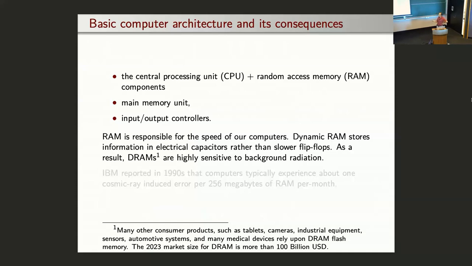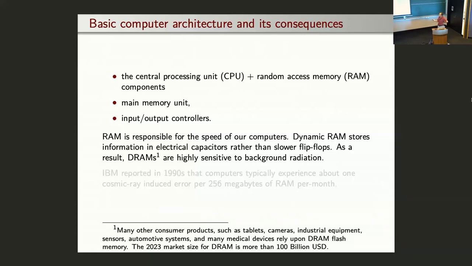We learn in undergraduate that a typical computer has three basic units. The first unit is its brain, the CPU, central processing unit. And then there is the main memory unit. And the third unit consists of input and output controllers. These are screens, mouse, and keyboards, and so on.